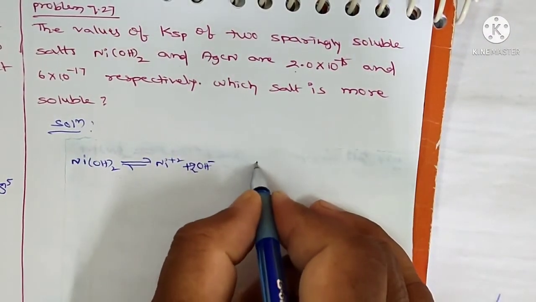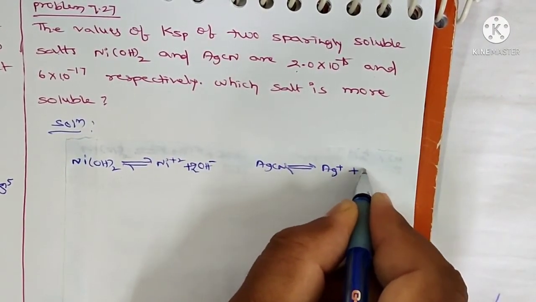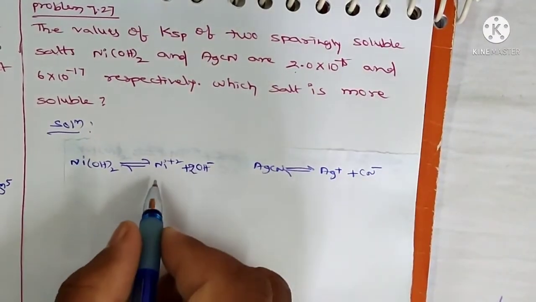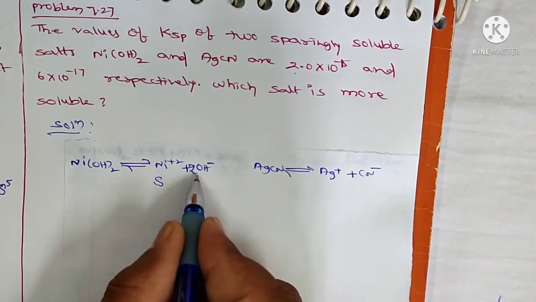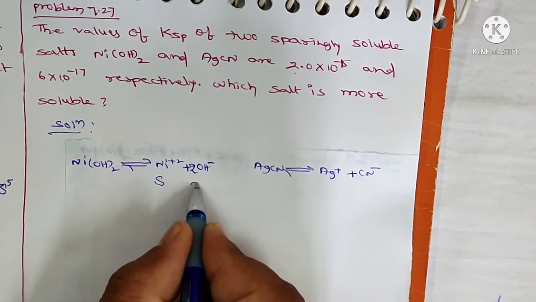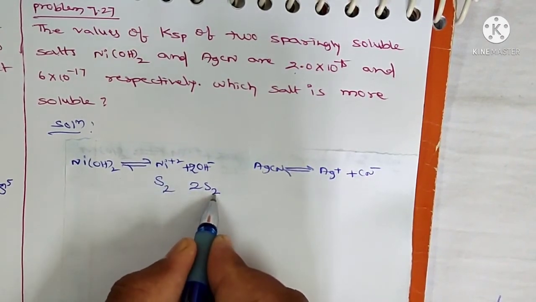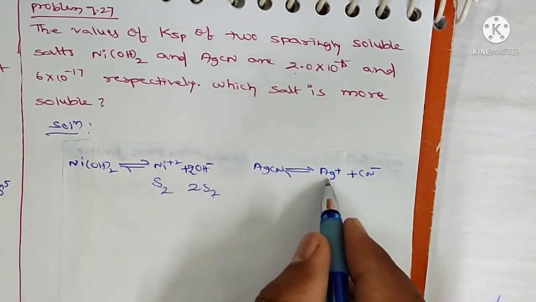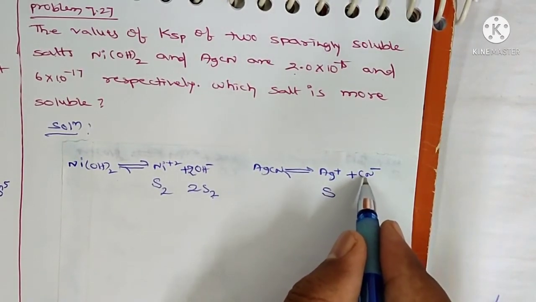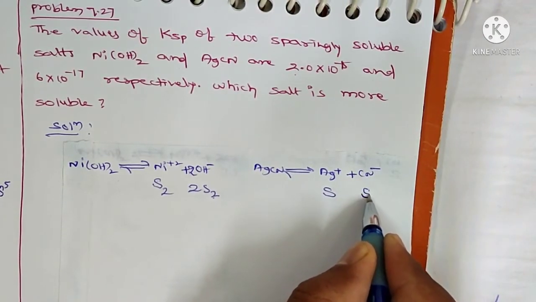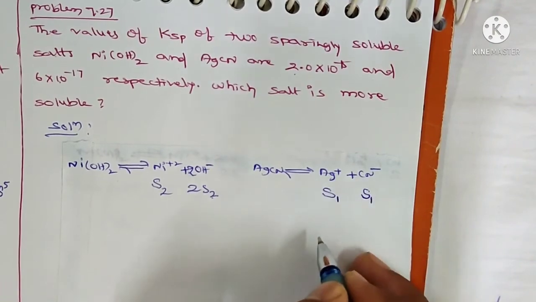And next I am taking the salt AgCN. It dissociates into Ag plus and CN minus. And the molar solubility of Ni2+ is S, 1 mole. And the molar solubility of OH minus is 2S, 2 moles. Molar solubility is labeled as 2, so here I am taking S2 and here also 2S2. And the molar solubility of Ag plus is S, 1 mole, and the molar solubility of CN minus, 1 mole, so here also S. And that molar solubility is labeled as 1. So here S1 and here also I am taking S1.